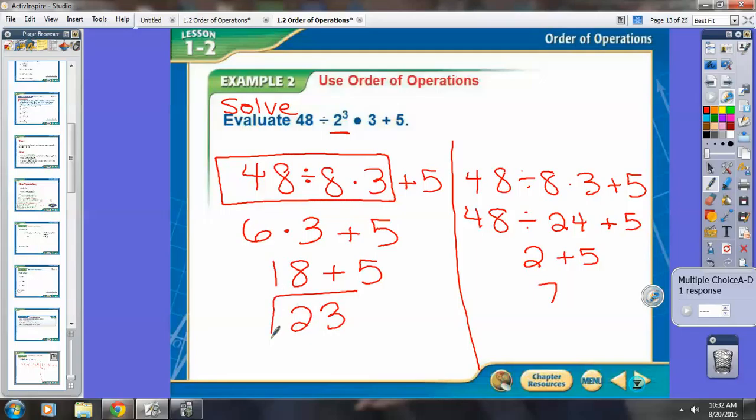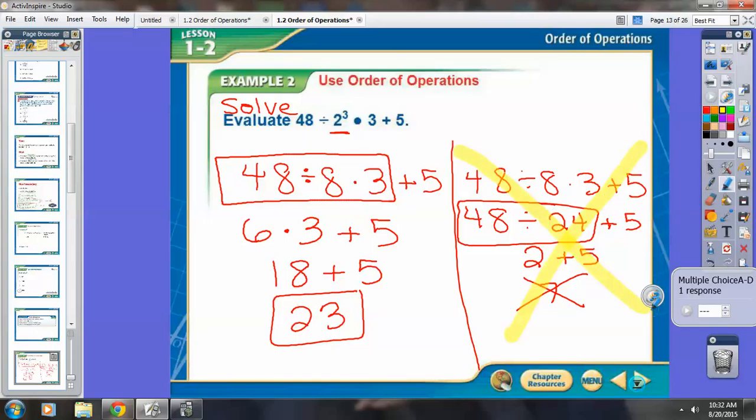23. 23 is actually the correct answer. 7 is not. I made my mistake right there. I'm going to X through this one. This one is not the correct way to do it.